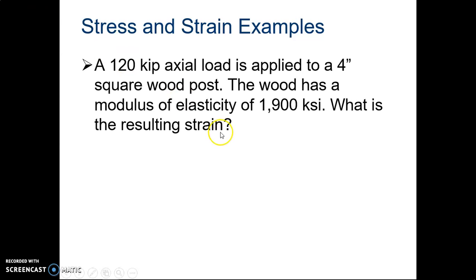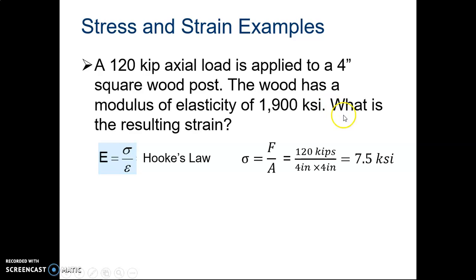Okay. So I have a tensile axial load, meaning that I'm taking a member and then I'm clamping both ends and pulling it apart with a force of 120 kips. And that force is being applied to the cross section of this beam, which is a 4-inch by 4-inch square post, or 16 inches squared. So right there, I can get my stress, right? If I know that my force is 120 kips and my area is 4 times 4, well, stress is just force over area. So my stress is 7.5 ksi.